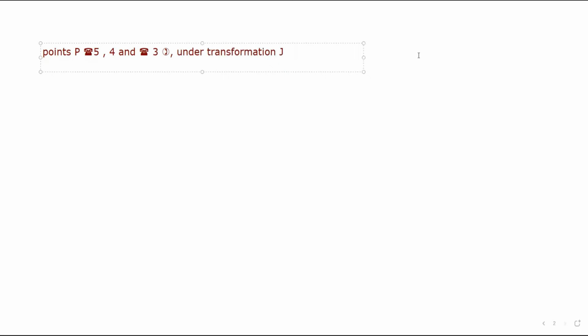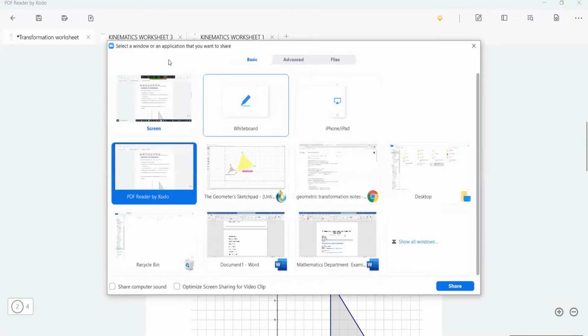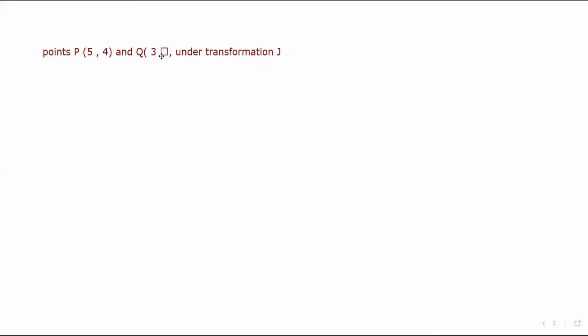Wow, it brings up a telephone. That's crazy. P is the point 5, 4. And Q is the point 3, something. I don't know why it's giving me a telephone. I know Q is -3, 7, but it's giving us a telephone. That's crazy. So this is -3, 7. That's the point Q. And it's mapped under a transformation J.